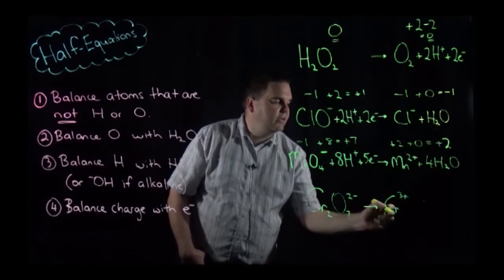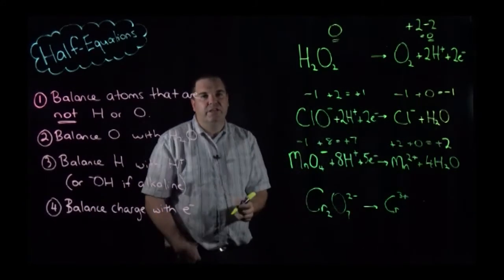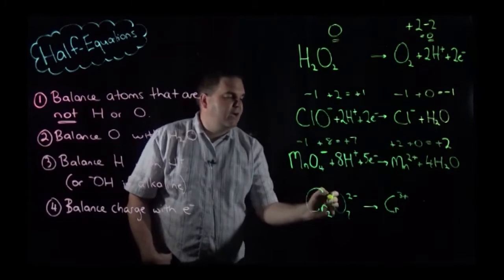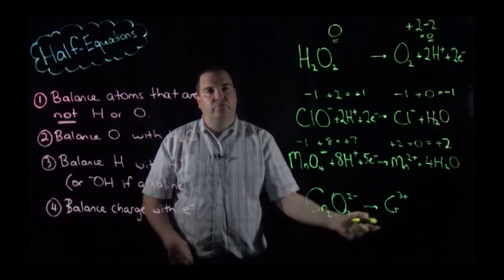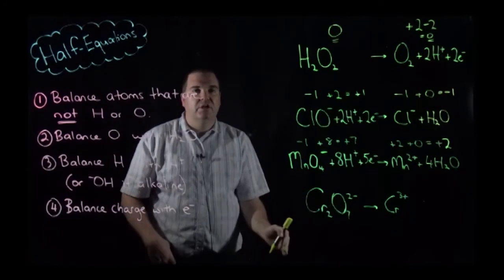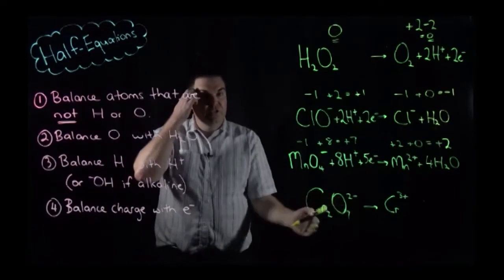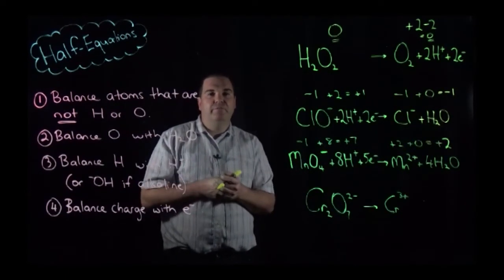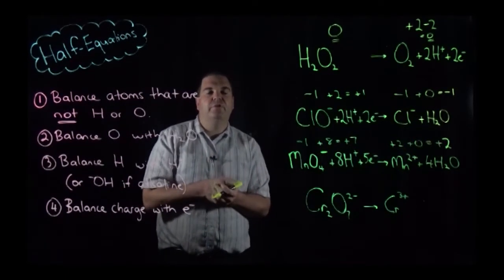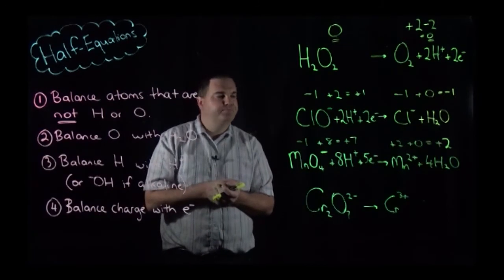So again, this is one we like to use because we get a nice colour change happening. Dichromate, Cr2O7 2-, is orange. Chromium ions are green, so we get an orange to green colour change. So I want you to go through, try and balance that up, okay? And if you wait right to the end of the video, I'll put up the half equation there for you to be able to see if you got it right or not.